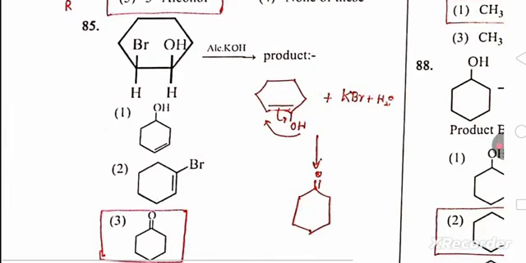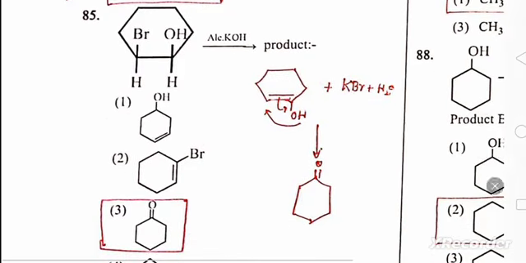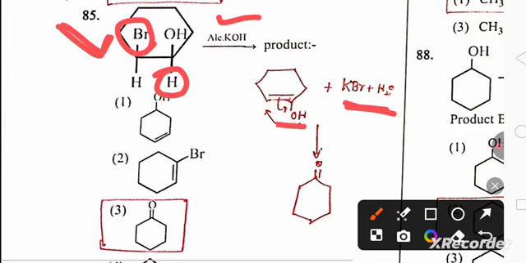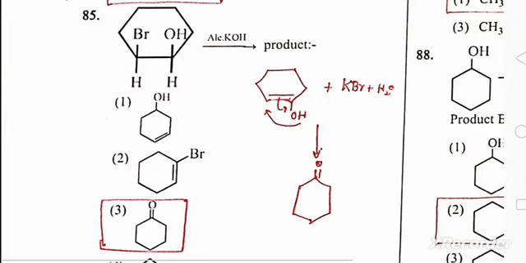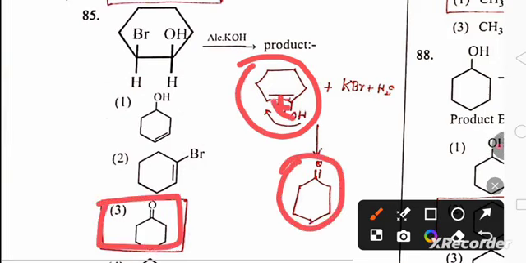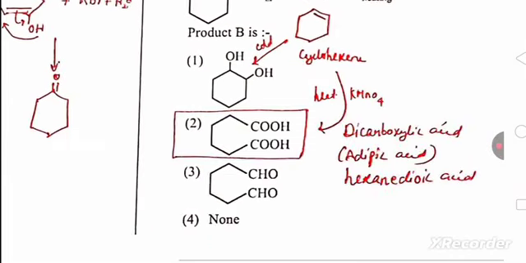In another question, 85th question, this compound on reacting with alcoholic KOH, it undergoes dehydrohalogenation to form KBr and water. You will get this product with having double bond and alcoholic group, cyclohexenol. So this on tautomerization, shifting of double bond and oxygen, you will get keto group, cyclohexanone. So cyclohexanone is the right answer for this question. Let us move to the next question.